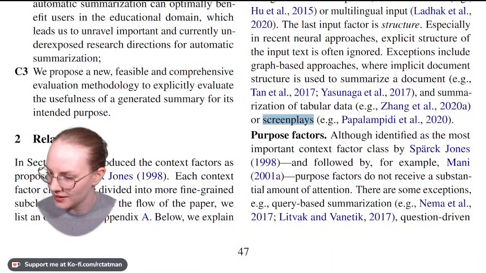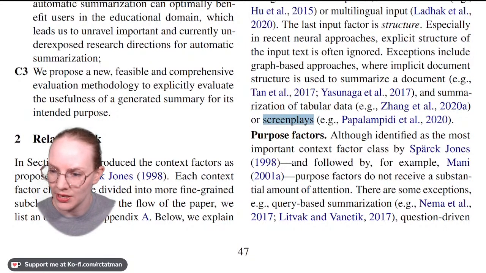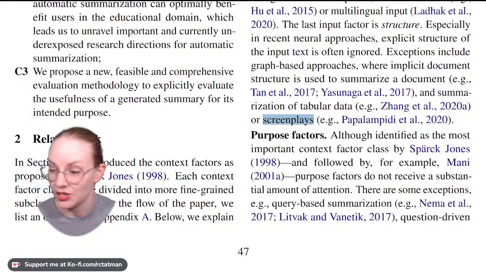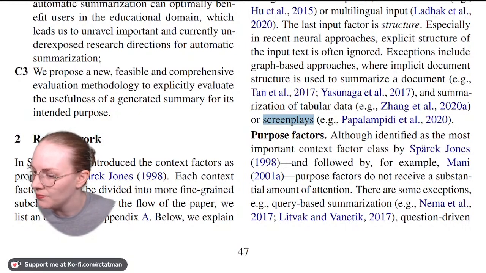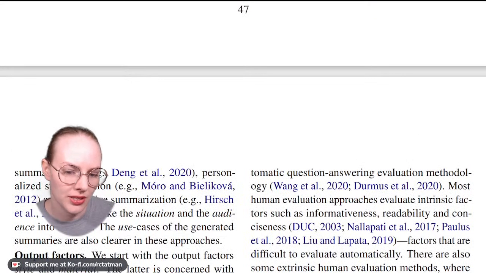Purpose factors. Although identified as the most important context factors by Spärck Jones and followed by, for example, Mani, again, apologize if I'm saying any of these names wrong, purpose factors do not receive a substantial amount of attention. There are some exceptions, e.g., query-based summarization. Oh, right, so this is what AM was talking about, so some citations for that if any of you are interested. Question-driven summarization, personalized summarization, and interactive summarization.